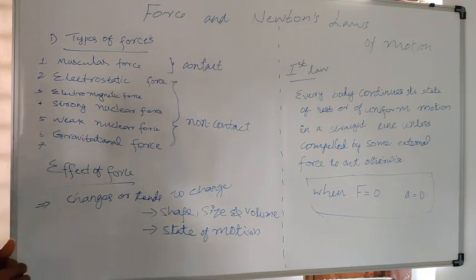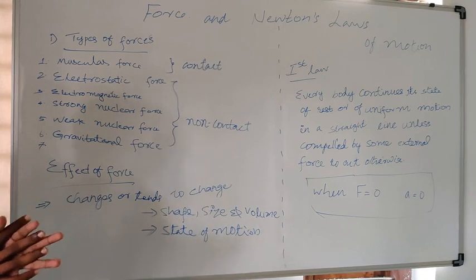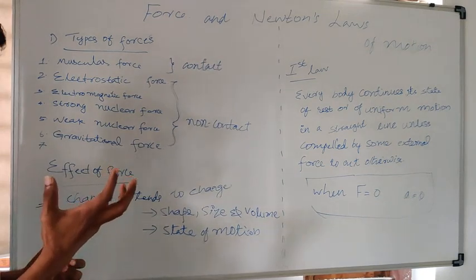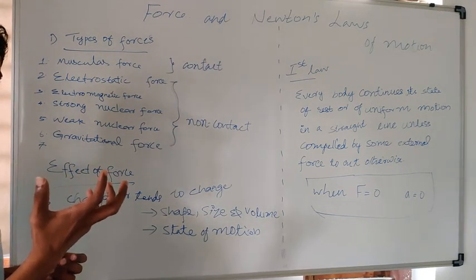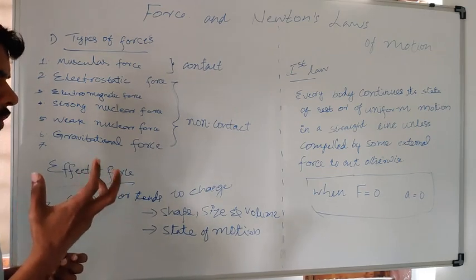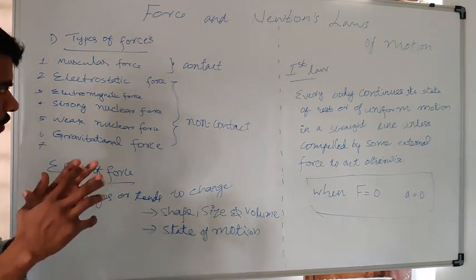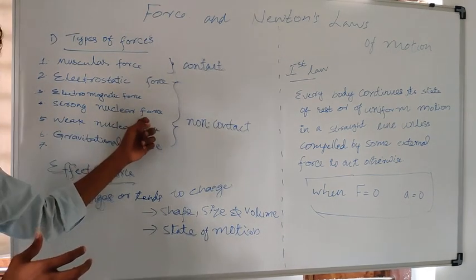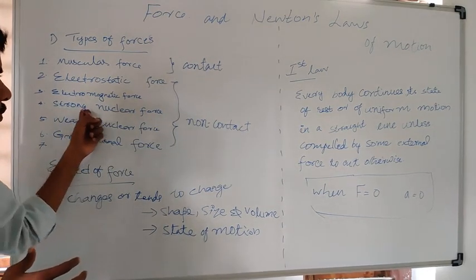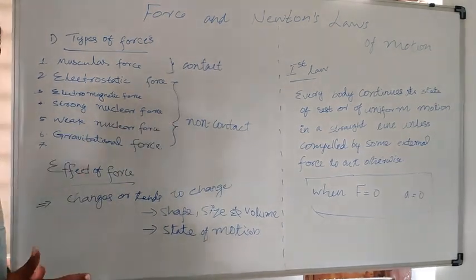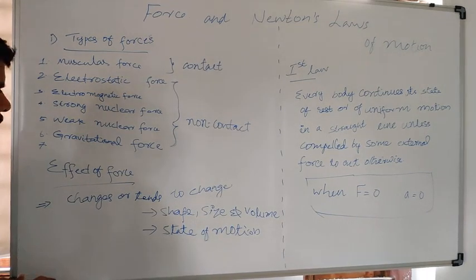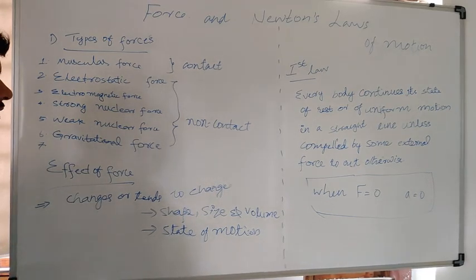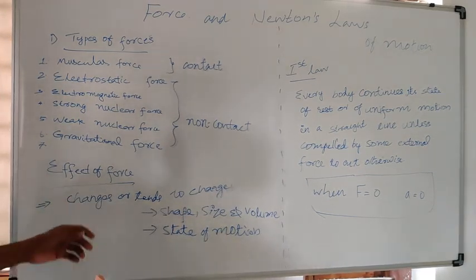The fourth and fifth ones, strong nuclear force and weak nuclear force, are related to the nucleus. If you consider an atom, there is a central core known as the nucleus. In the nucleus there are many particles together known as nucleons, for example neutron and proton. These nucleons are held together because of the strong nuclear force. The weak nuclear force is also experienced in the nucleus, but only in certain situations, which you will learn later.